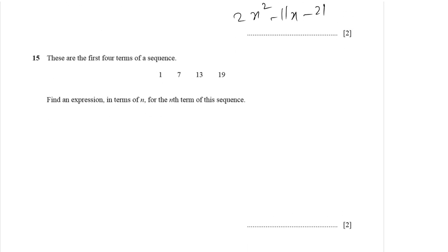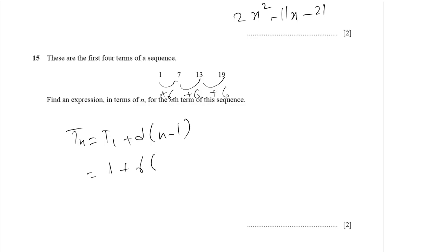Sequence. Let's check whether it is arithmetic or geometric. So you can see plus 6, plus 6, plus 6. So the difference is the same. It is your first difference formula, that is Tn equals T1 plus D into n minus 1. Your T1 is the first term. Difference is the difference between the consecutive terms, that is 6 in this case. Simplify it, and your expression of the nth term would be 6n minus 5.